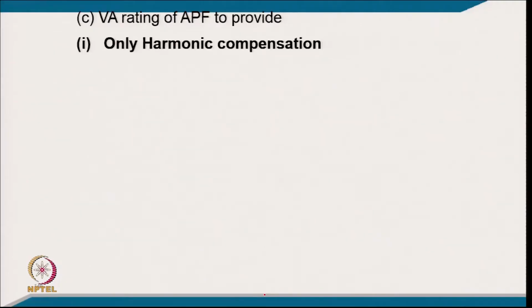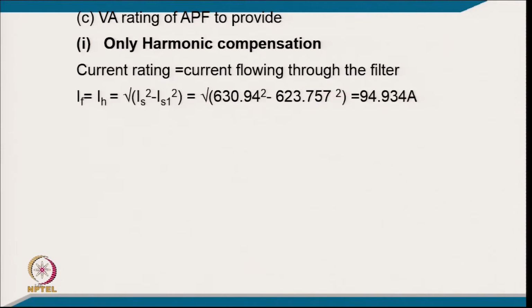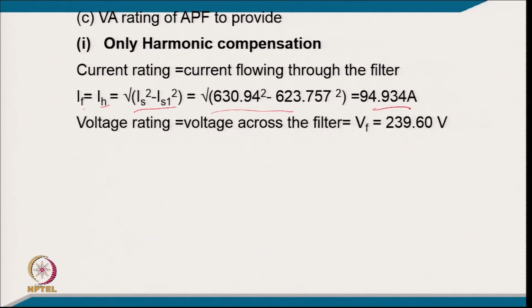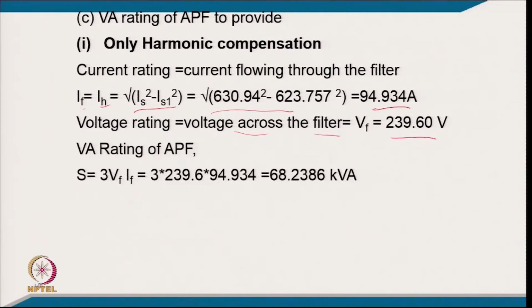So, the VA rating of the active power filter to provide only harmonic compensation: the current rating is equal to the current flowing into the filter, that is IF equal to IH, which is root of IS square minus IS1 square. Putting the value, it comes 94.934. The voltage rating of the active power filter, that is the voltage across the filter, is the same as the PCC voltage, Vf equal to 239.6 volt, and the VA rating of the active filter is 3 Vf IF, that is 3 into 239.6 into 94.934. So, it comes 68.2386 kVA.